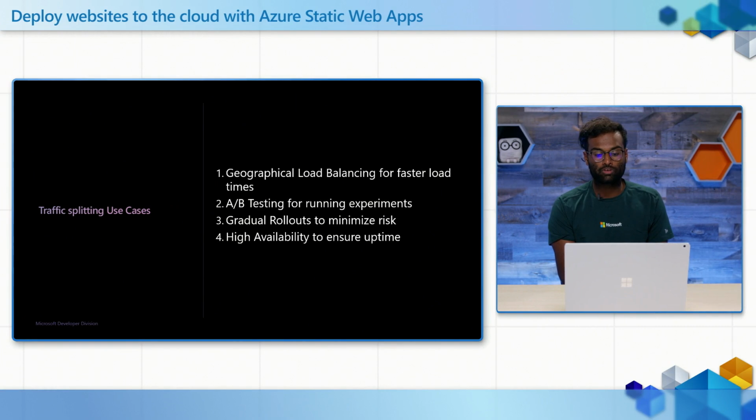Now let's delve into traffic splitting, a fundamental aspect of traffic management. Traffic splitting allows you to distribute incoming traffic between different versions of your application. This is particularly useful for A/B testing and gradual rollouts. Here's how you can do it.